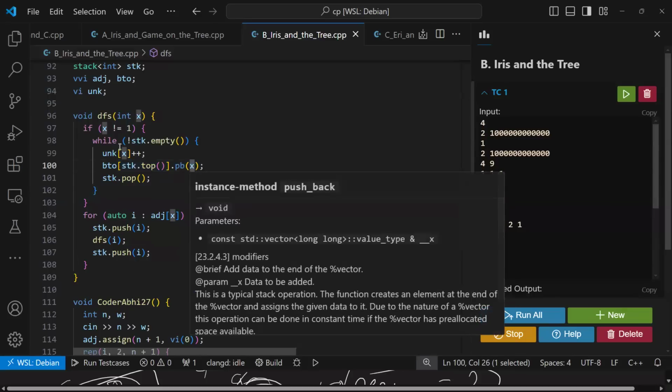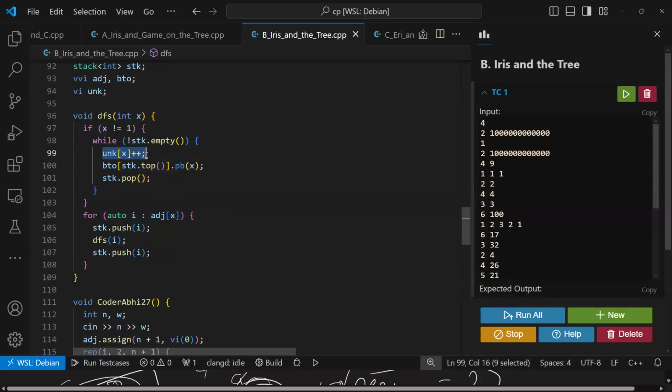And initially all the edges are unknown. So I'm doing unknown of X plus plus. So initially all the edges are unknown only. So I'm initially filling up this unknown vector with plus plus. The count will basically store the edges it has. Okay, and stack dot pop. This way I'm filling up.